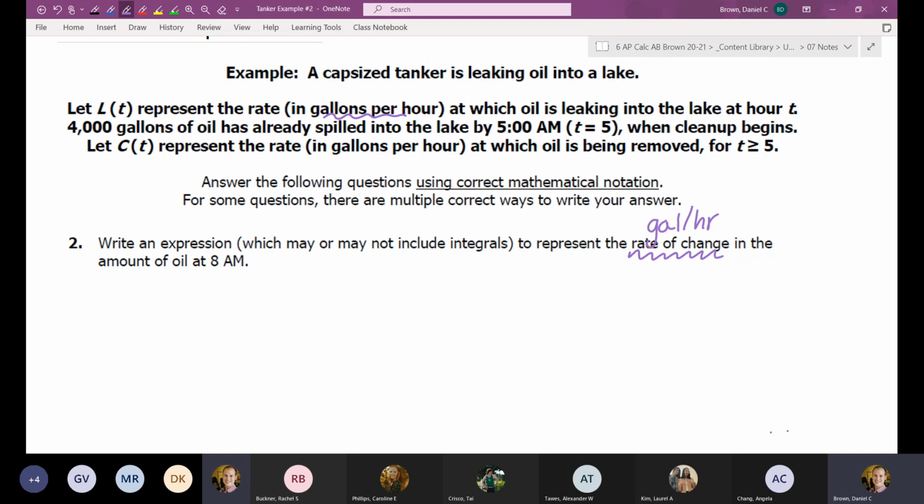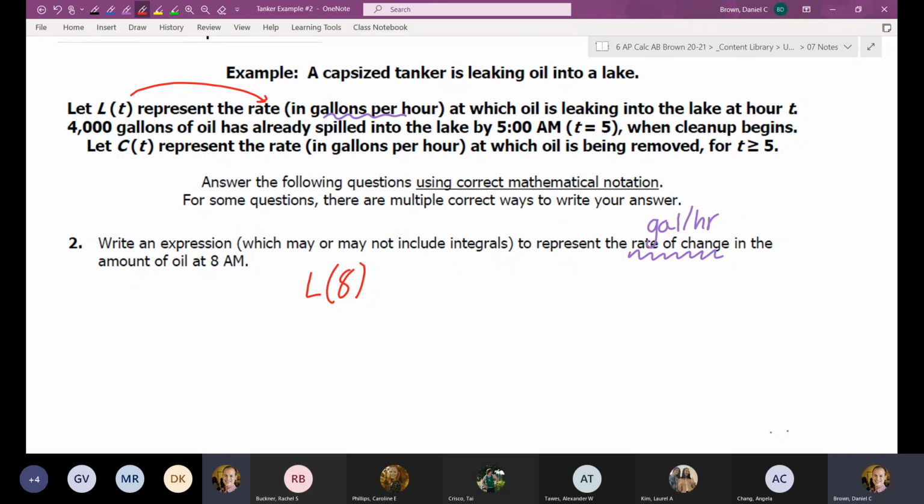So let's think about how we can form an expression. Let's write an expression to represent the rate of change in the amount of oil at 8 a.m. Any ideas or guesses of what this might look like, Sarah? You do the derivative of L(t), not, so, derivative, integral of L(t), of 8. So we're just going to do L of 8. L itself is already representing a rate. L is itself in gallons per hour. So L of 8, think to yourself, what does that represent? That would represent the rate oil is leaking at 8.